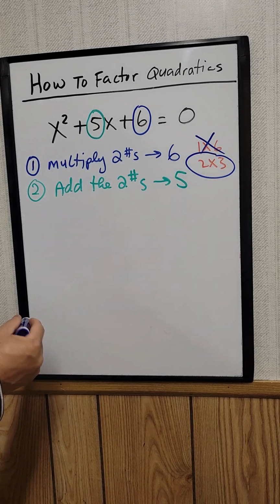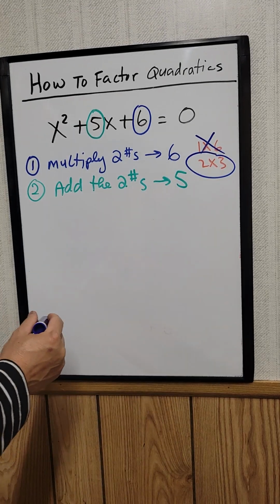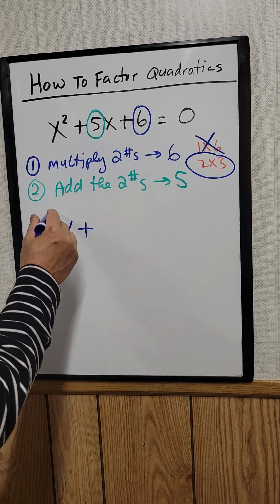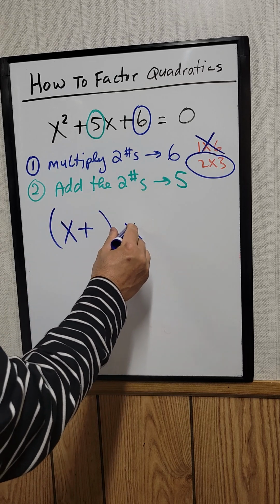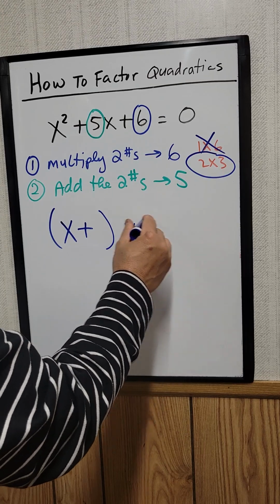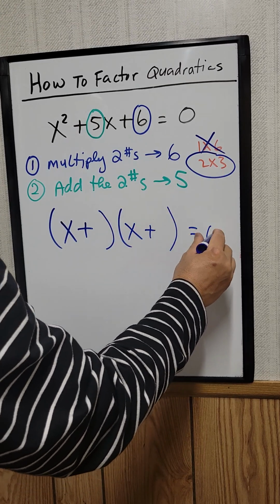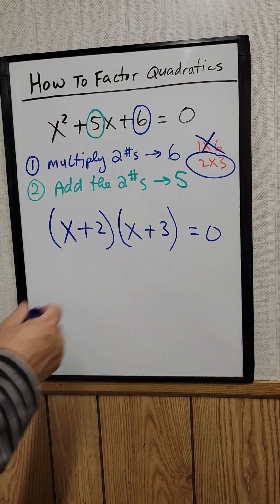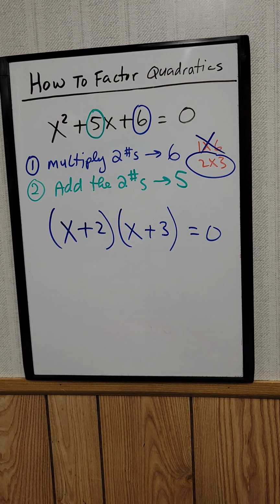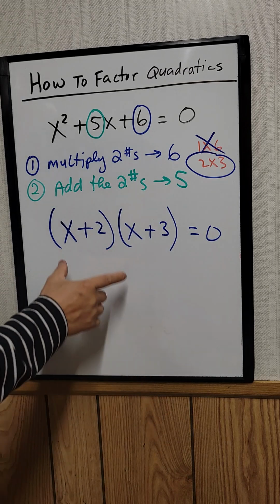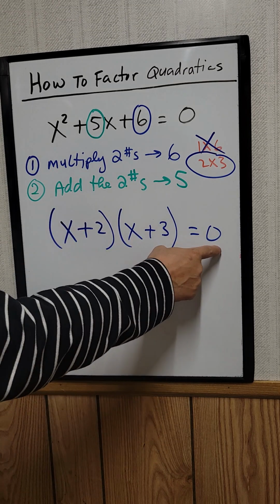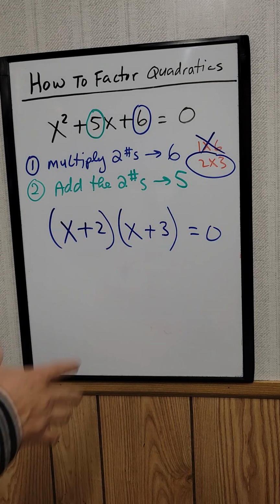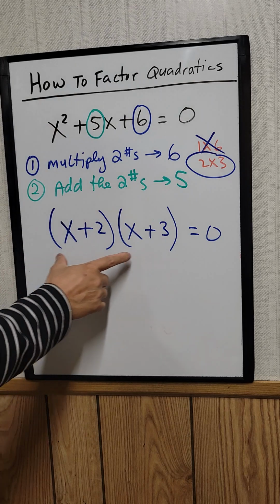So now we can write the equation out. The two factors will look like this: x plus, and then x plus, equal to 0. So x plus 2 and then x plus 3. That's the two factors we're going to have. If you want to, you can solve for x: set x plus 2 to 0, and x plus 3 to 0, so you can find the value of x. But all we want to do is just factor the quadratic equation.